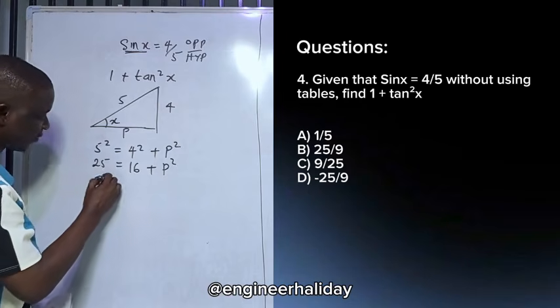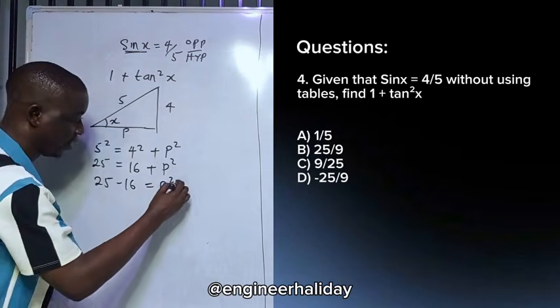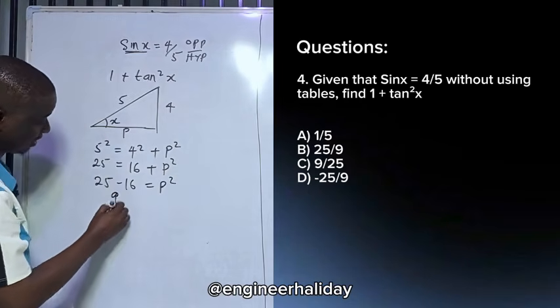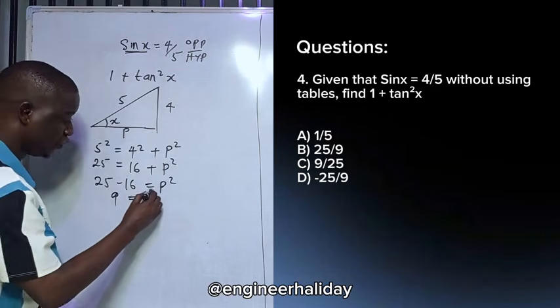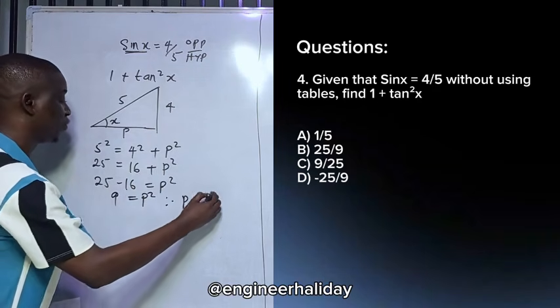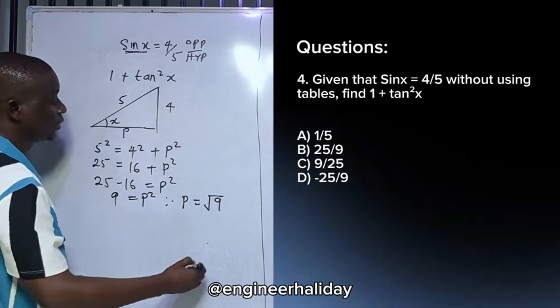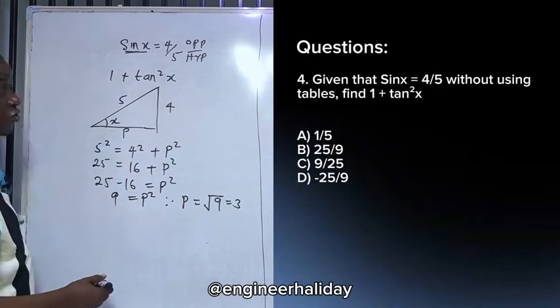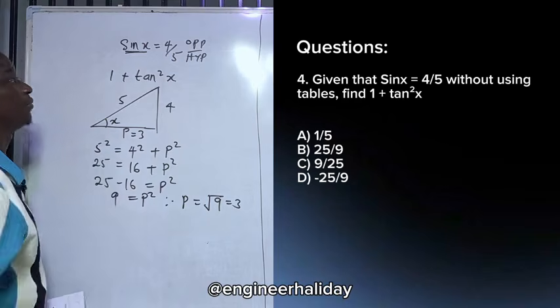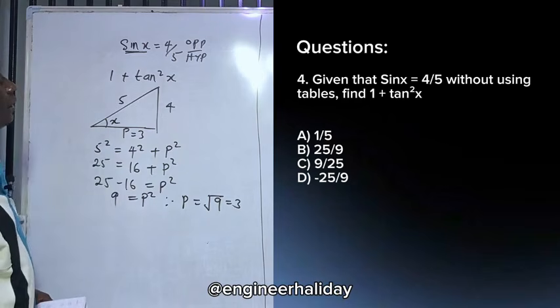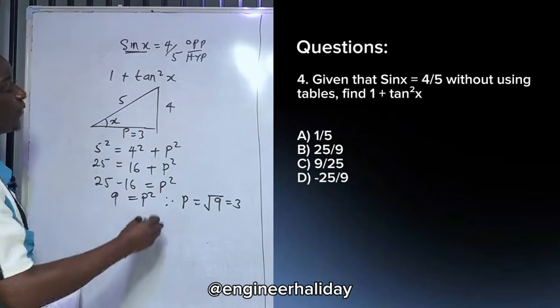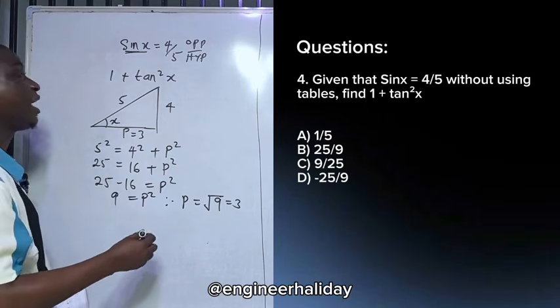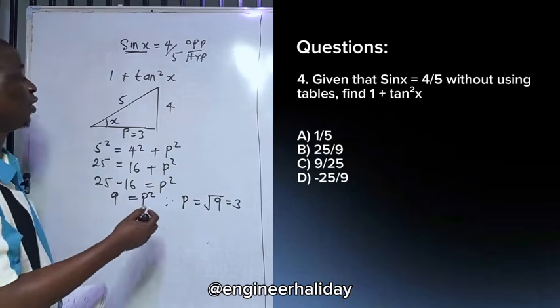Bring this one here, we're going to have 25 minus 16 equal to p square. And that will give us 9 equal to p square. So therefore p is equal to square root of 9, which is 3. It is plus or minus 3, but we consider the positive because we are talking about triangle here. Now in this case, we have gotten 3 as the answer.